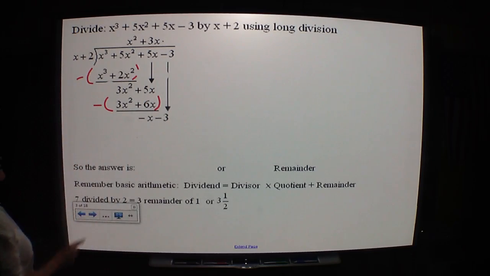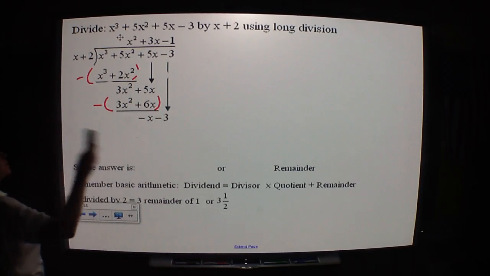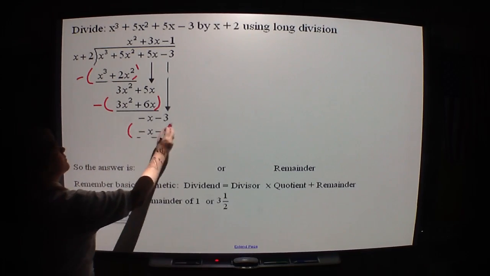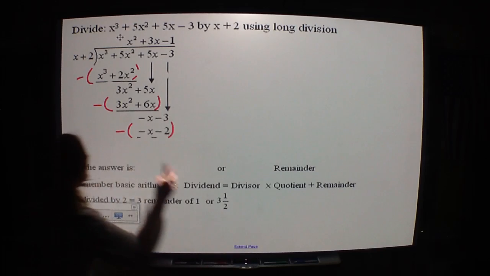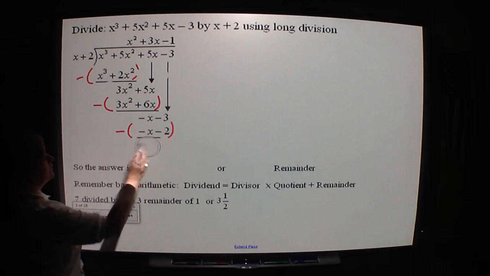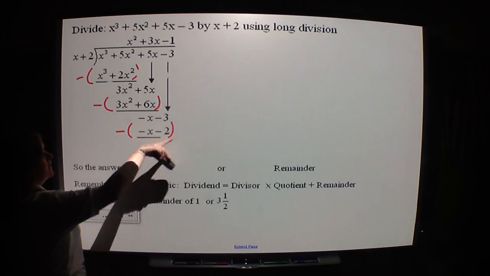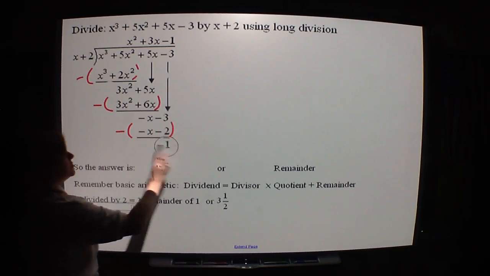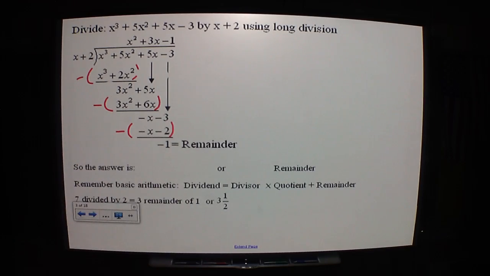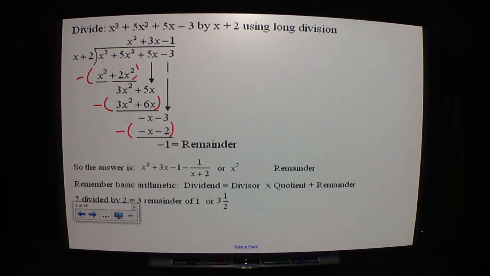What times x equals negative x? Negative 1. Negative 1 times x plus 2 is negative x minus 2. And remember, you are subtracting. A negative x minus a negative x is 0. Nothing there. Or you can think of it as plus plus. A negative 3 minus a negative 2 would be negative 3 plus 2 is negative 1. And that's my remainder.